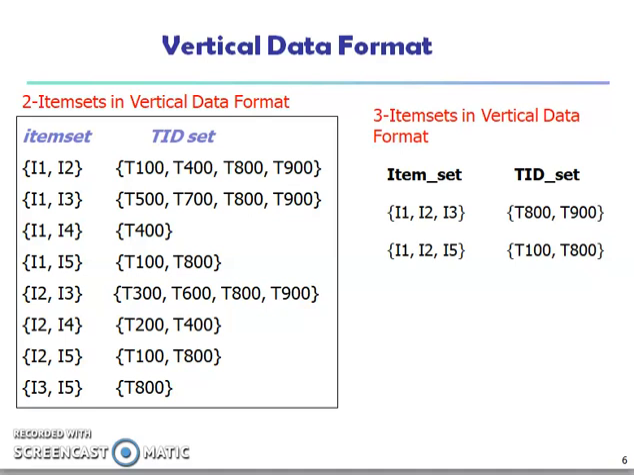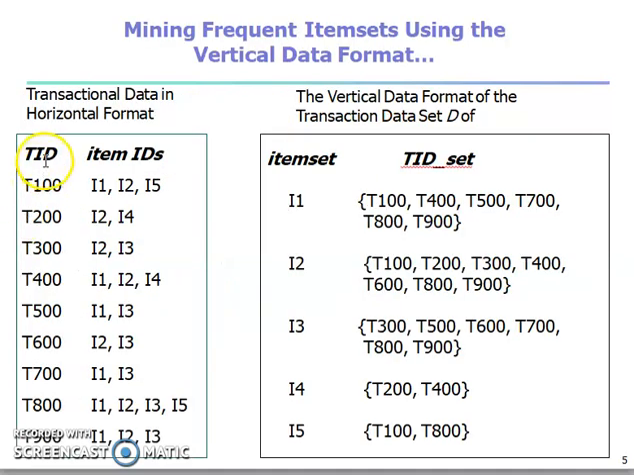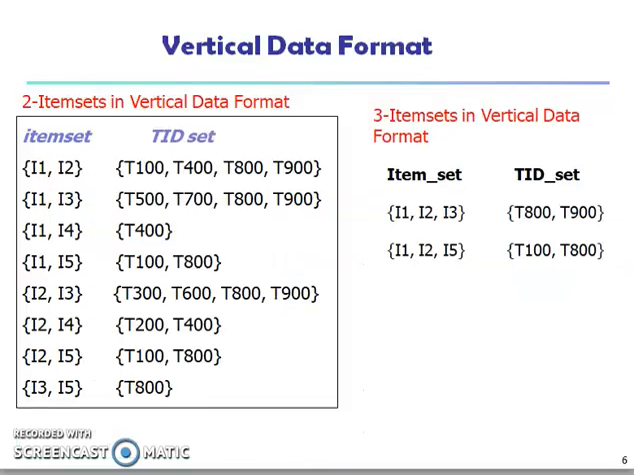Next, in the previous case, it is a single transaction ID item set we have taken here. Only one item is available here. Now we will try to find out the combinations like I1, I2, I1, I3, I1, I4, I1, I5. The same way I2, I3, I2, I4, then I2, I5, then I3, I4, I3, I5, then I4, I5. Like that, you can take two item sets.